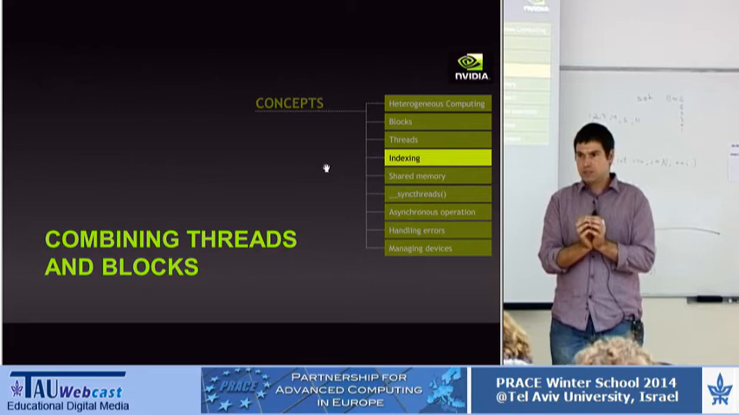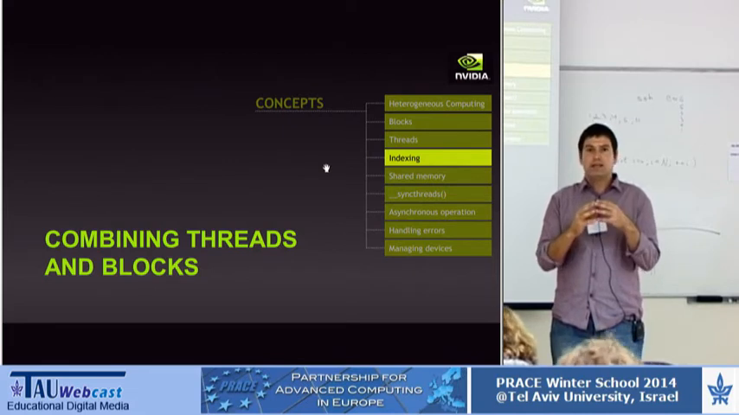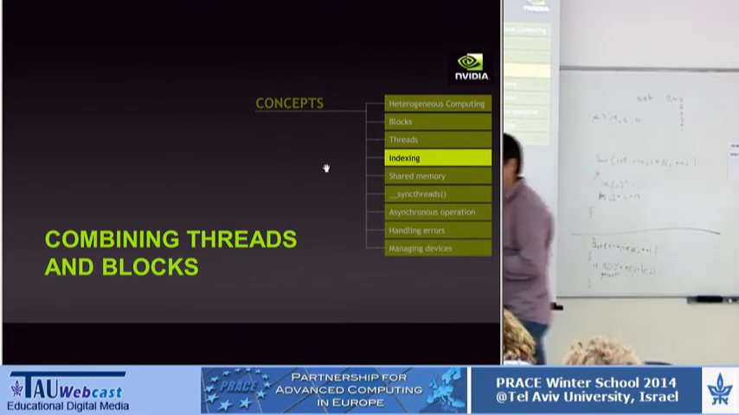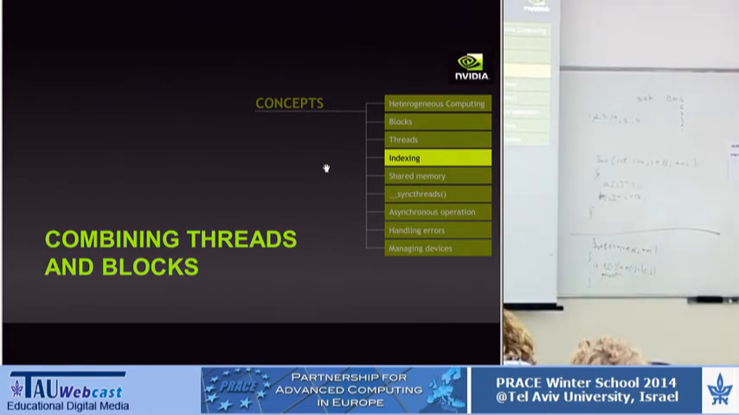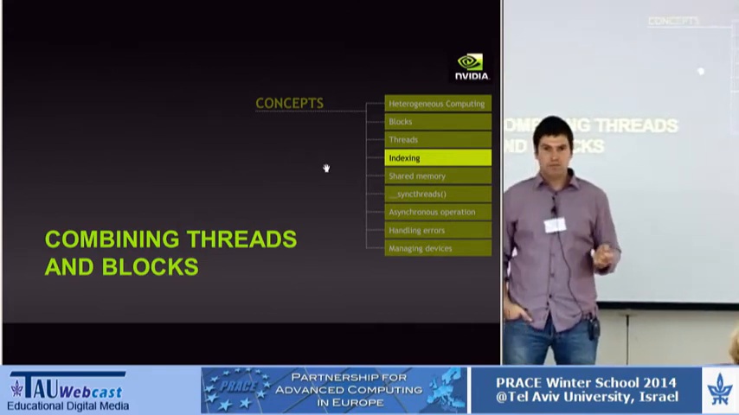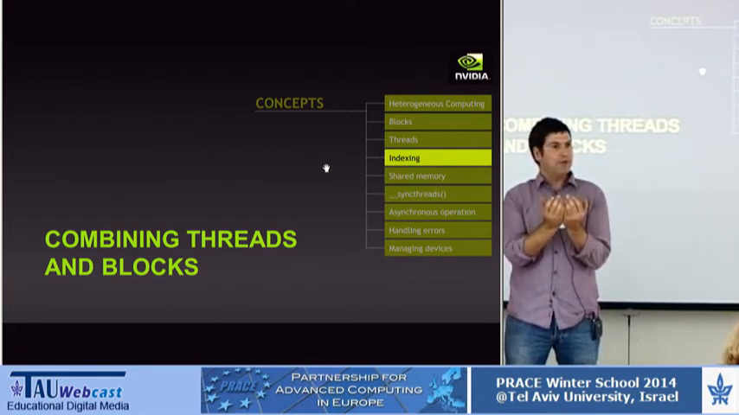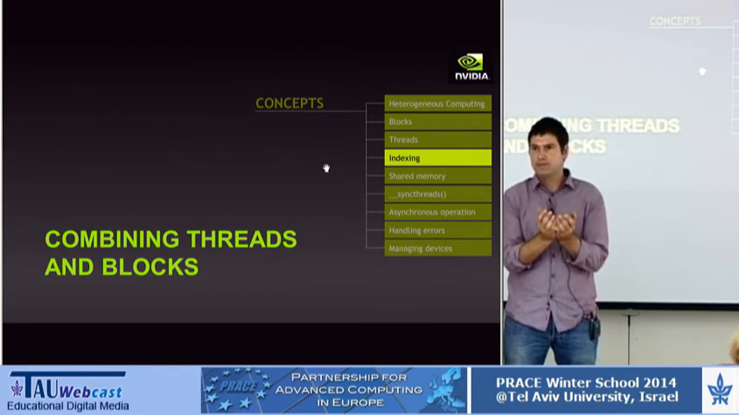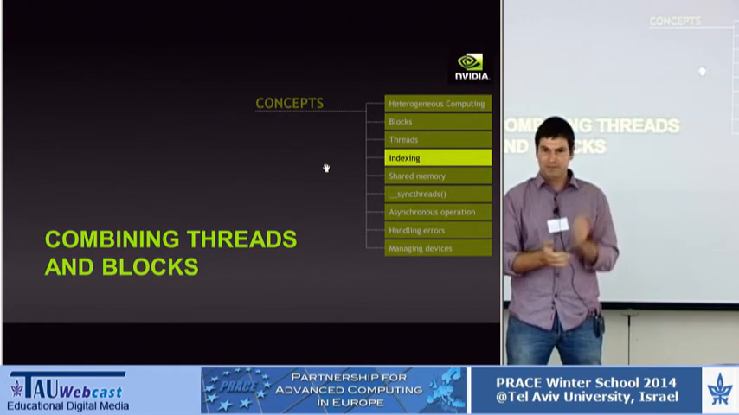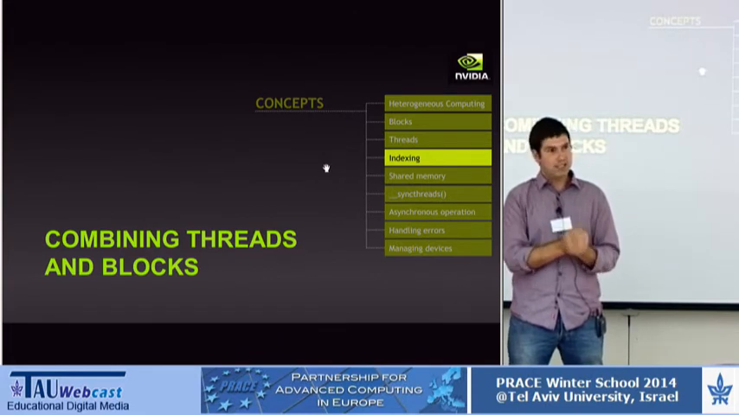Threads run in a group. And threads that belong to the same group can do things together. They can share information. They can share data. They can synchronize. Within a group of threads, threads can cooperate. And this group of threads that can cooperate is called a block. A block is a group of threads that can cooperate. What is cooperation? We'll see later.